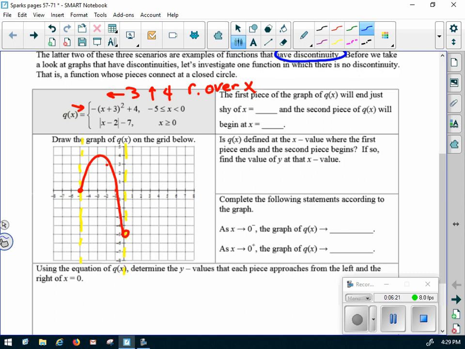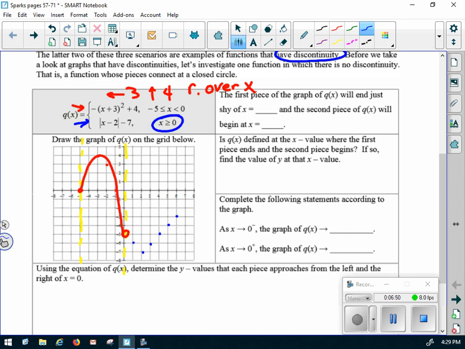Now the other side, that's an absolute value. Shifted what, right 2, down 7? Opens up. So on one side, it's got a slope of 1. The other side has got a slope of -1. Now notice, as we're going left, my graph of this absolute value is going to land on that open circle.